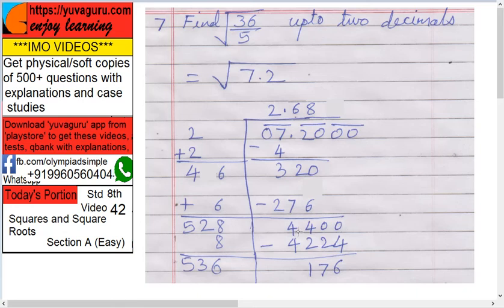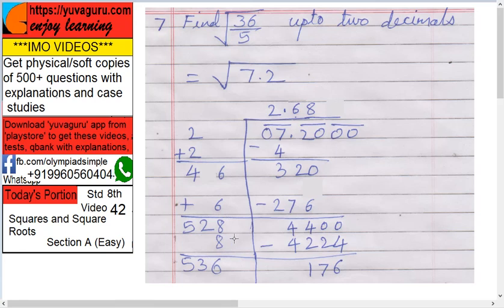So 276, 44 0 0 now. 44 and this 0 0 brought down. 52 and 44 0 0. So first with first. So 4 with 5 not possible. So 44 with 5. Here 5 8s. So try 528 into 8. You may get this number.